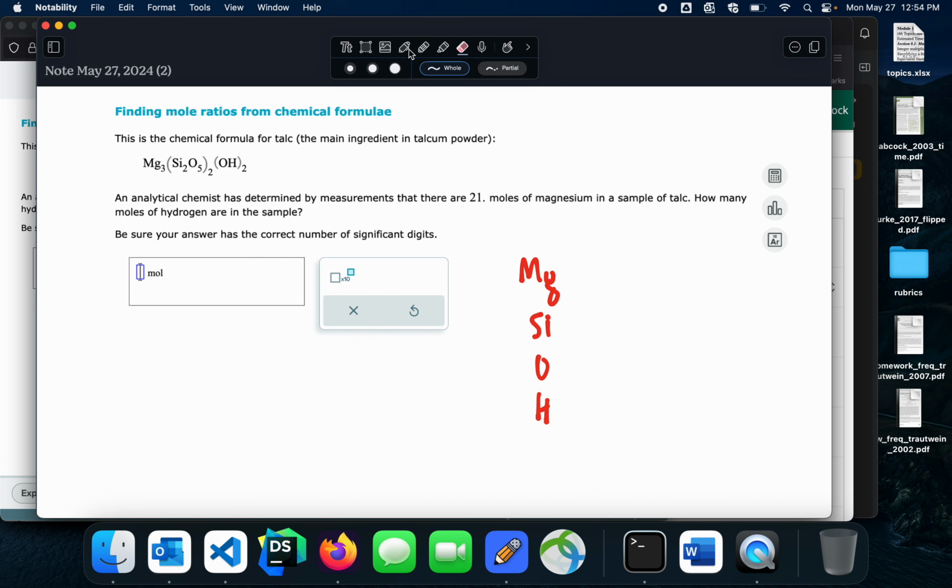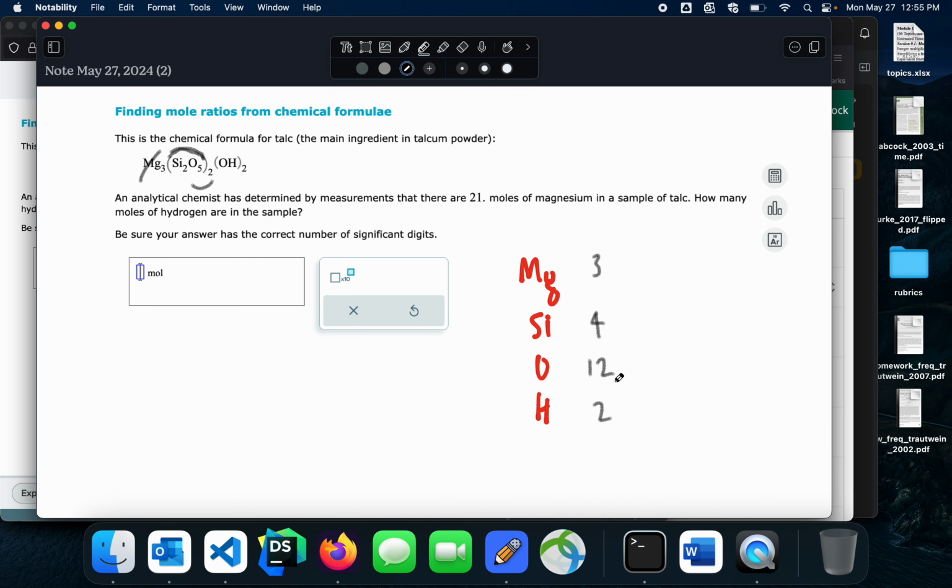Okay. So it looks like, first of all, we've got 3 magnesium. This is the only place magnesium shows up, so there's 3 of those for every unit of this stuff, talc. It looks like there's 2 silicons, but wait, there's 2 of this whole thing right there, so it's 2 times 2. There's 4 silicon atoms for every mole of this stuff. And for oxygen, again, there's 2 of these, and there's 5 each, so that's 10 right there. Looks like there's 12 oxygen atoms in there. And hydrogen, looks like there's only 2.